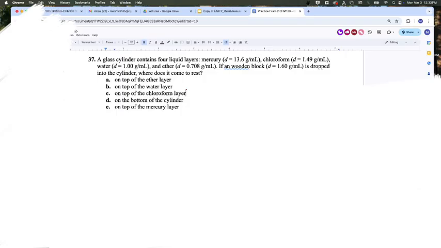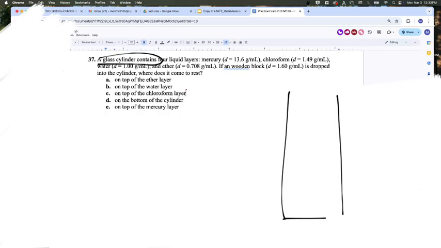Okay, so with this particular question, since we're being asked about densities, there's a lot of numbers floating through this. What I would immediately try and do is turn this into a picture. I'm looking at a glass cylinder containing all of these things, so I'm going to create a glass cylinder and start to piece this together. I would start with my first two, density 13.6 and density 1.49.